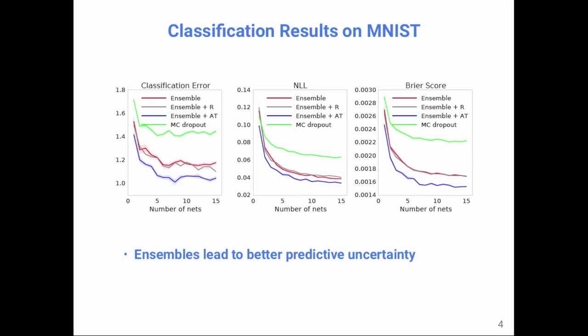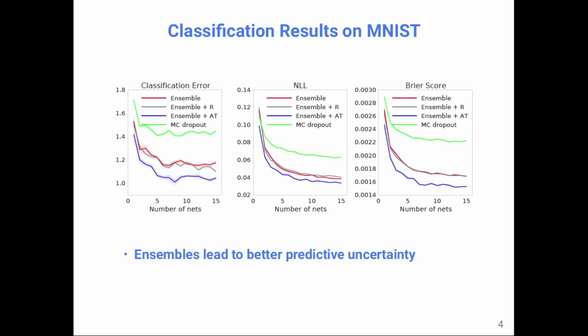To give a flavor of results, here are some classification results on MNIST. On the x-axis is the number of networks, and I'm plotting the classification error as well as the negative log likelihood and Brier score, which are measures of predictive uncertainty. The red line is vanilla ensembles, and the green line is MC dropout. As you increase the number of nets, not only does the classification error drop, but the uncertainty estimate also improves significantly. All of the ensemble variants perform much better than dropout.